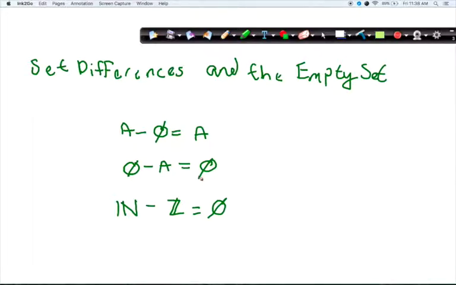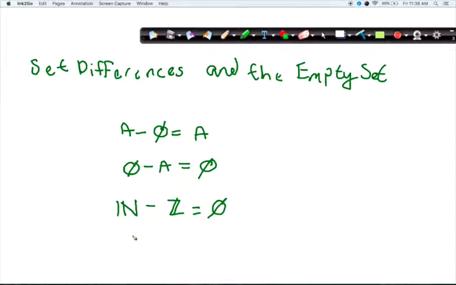So stepping away from formalism for a second, imagine I have an empty bag, and then I have a bag filled with some various things, right? So if I say I look in my empty bag and I'm going to take away everything in my empty bag that is also in the bag that has some things, well, what you would have left at the end is still just the empty bag.